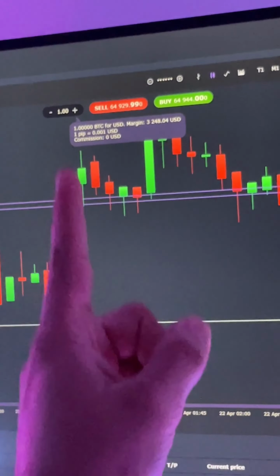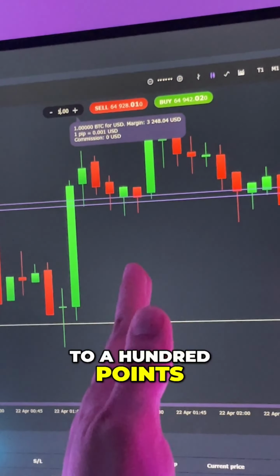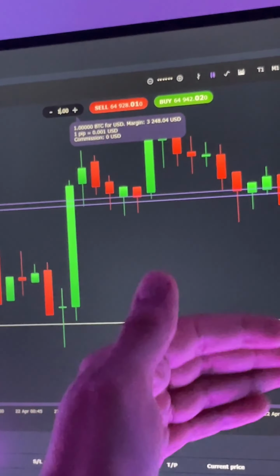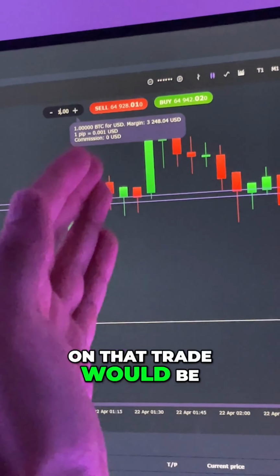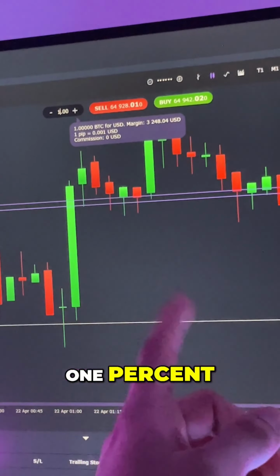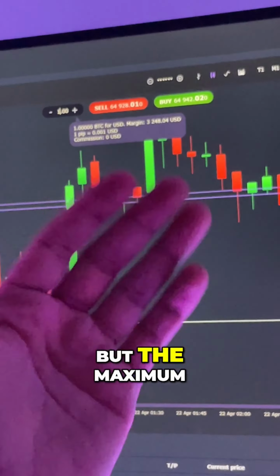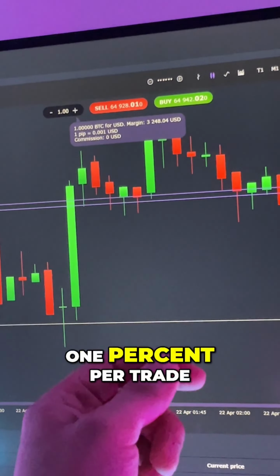So if I do a one lot size trade and I set my stop loss and take profit to 100 points, the maximum that I can make or lose on that trade would be $100. And that on a $10,000 account would be 1%. Now, I would always even do less than 1%, but the maximum I would do would be 1% per trade.